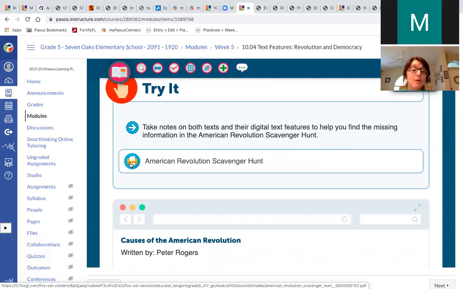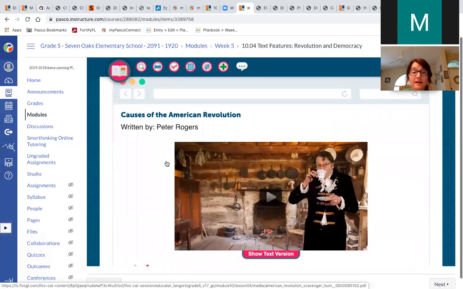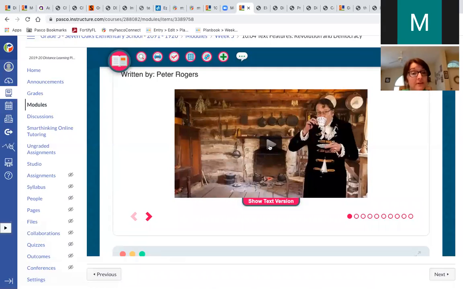If that's something you want to do, you can click on that if that's an activity that you would like to do. But down here is where this important text is. So the first one, Causes of the American Revolution, is going to start with a video. So you need to watch the video and pay close attention there.